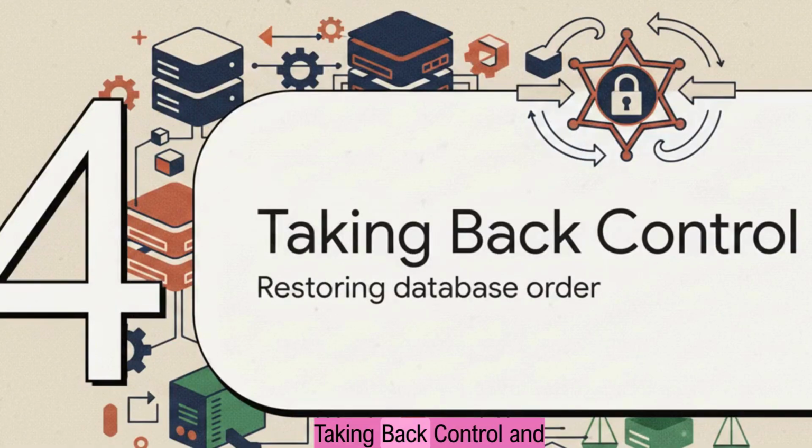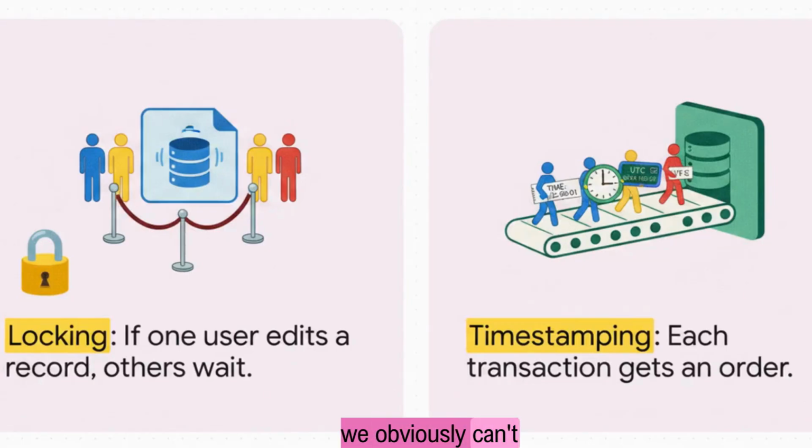Section 4, taking back control and restoring order to the database. Look, we obviously can't have our databases acting like the Wild West. So to restore order, systems use 2 really common control techniques: locking and timestamping. The system can freeze out other users temporarily with locking, meaning if someone is editing a specific record, the database locks it down tight and everyone else just has to wait in a queue. Or it can strictly organize everyone in line using timestamping. That's where every transaction gets a unique stamp, which forces the database to maintain a strict execution order based on exactly when the requests arrived.